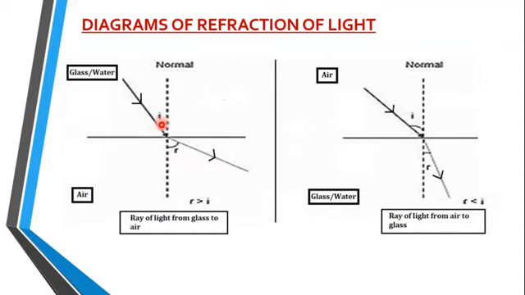Alright, then we also have I. I here represents angle of incidence, the angle between the incident ray and the normal. Now let's look at some differences.